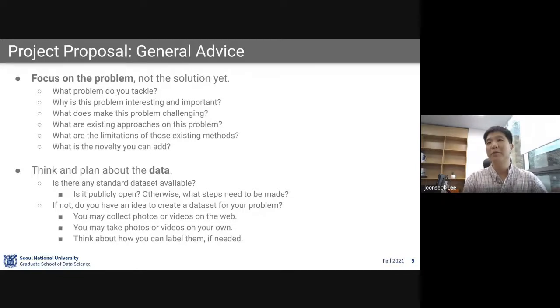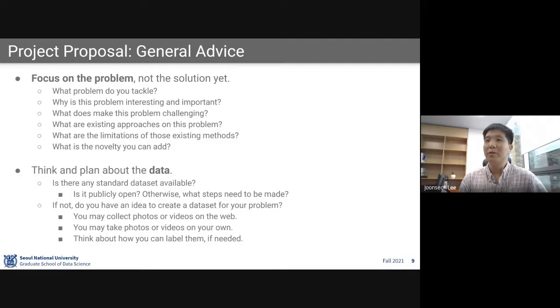So in the proposal, we focus more on the problem. And think and plan about the data. I'm emphasizing this again and again because that is one of the most important things. Is there any standard data set available? If yes, then that's great. You can just use that.